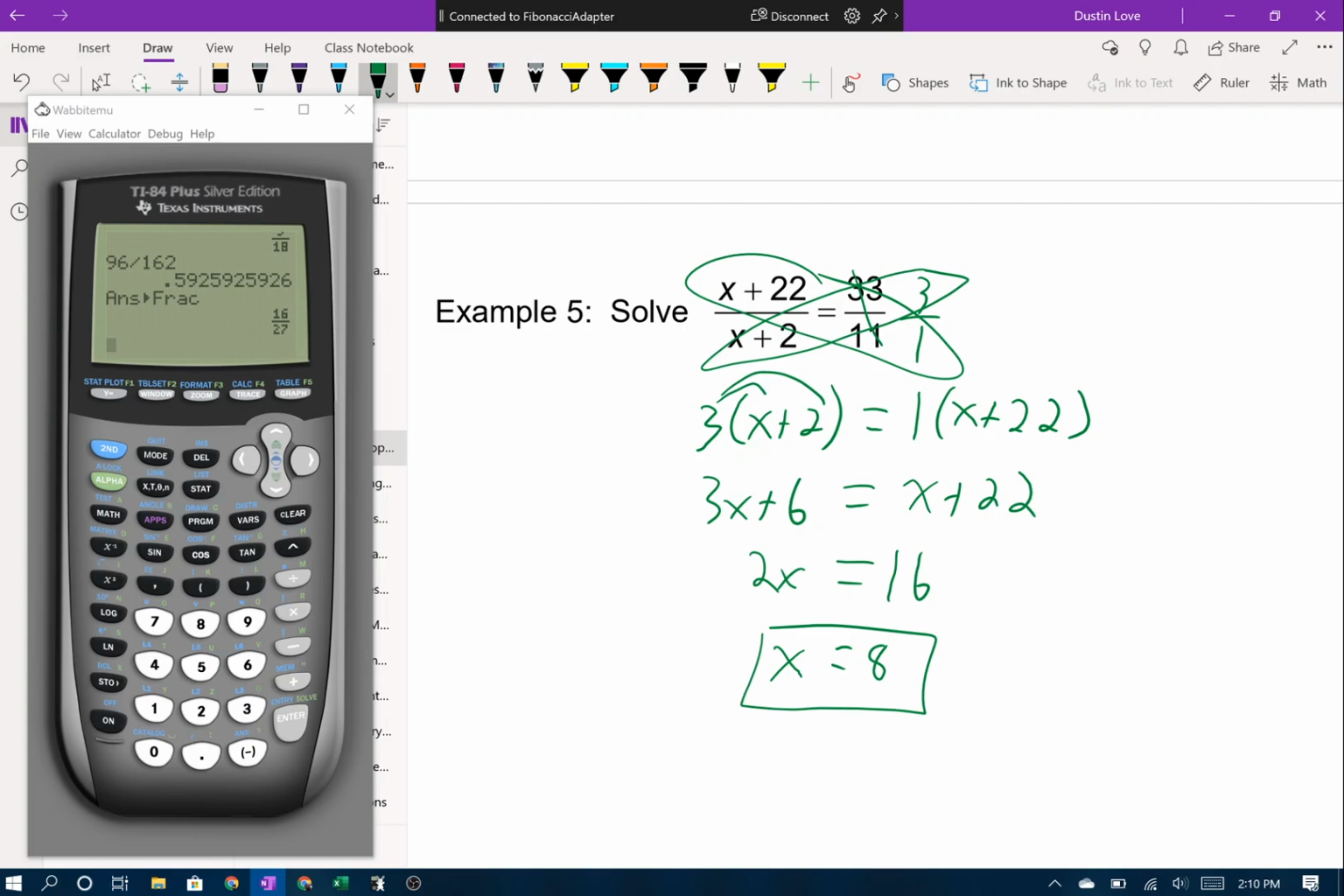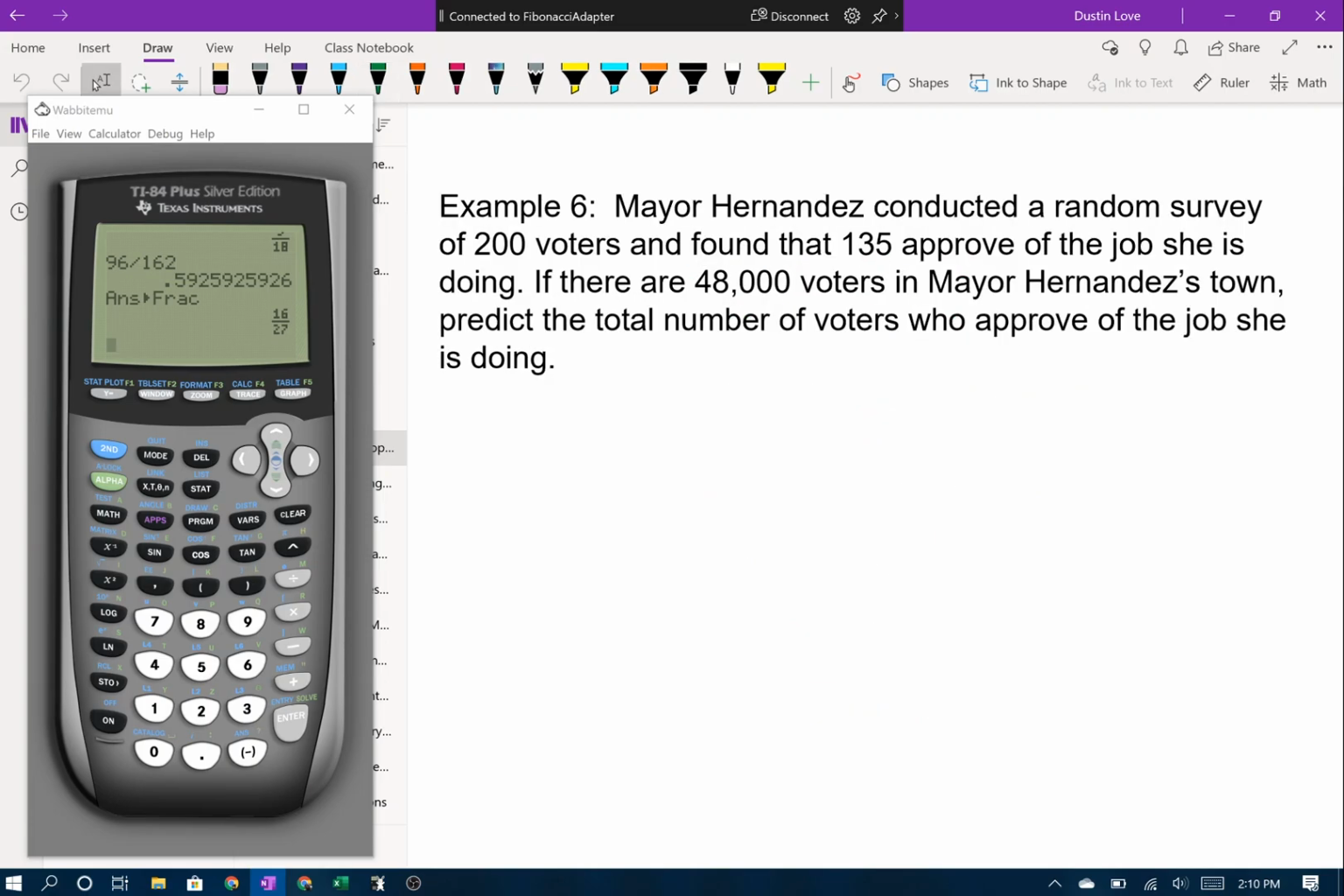All right, Mayor Hernandez is conducting a random survey of 200 voters and found that 135 approve of the job she is doing. If there are 48,000 voters in Mayor Hernandez's town, predict the total number of voters who approve the job she is doing.